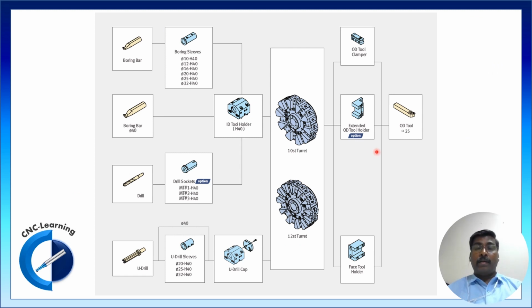So now let us see in a turret what are the holders and accessories to be used. This is a boring sleeve, this is a boring bar. This boring bar will go into this boring sleeve depending upon the size of the boring bar, and then this assembly will go into this. This is an ID tool holder. A bigger boring bar can directly go into this ID holder, or it can go with different sleeve sizes.